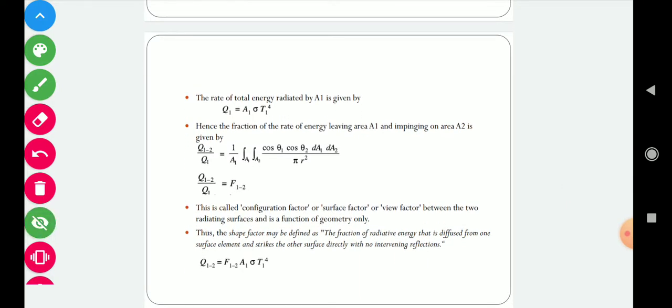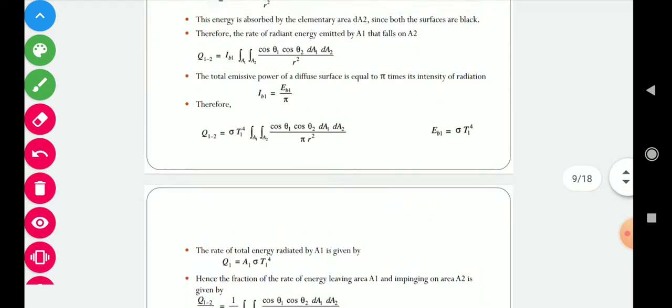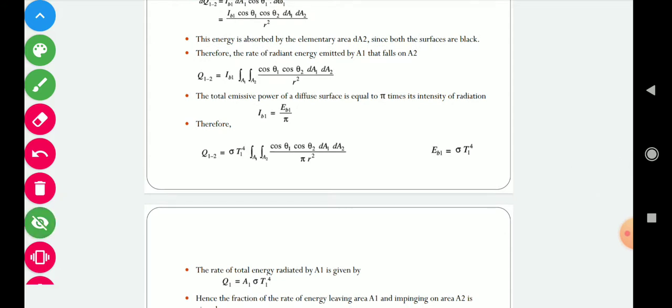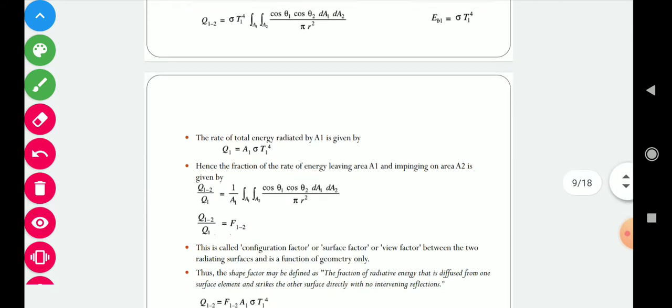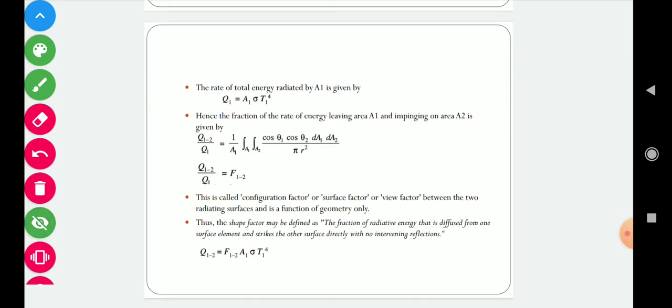Now the rate of total energy radiated by A1. This one is the amount of energy radiated by A1 that strikes A2. But if we want to calculate the total amount of energy radiated by A1, this will be calculated with the help of the Stefan Boltzmann law. So the rate of total energy radiated by A1 will be Q equal to area times sigma T raised to power 4, simply with the Stefan Boltzmann law.